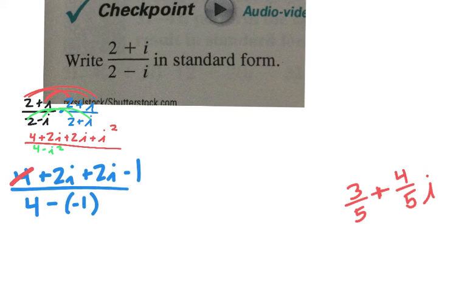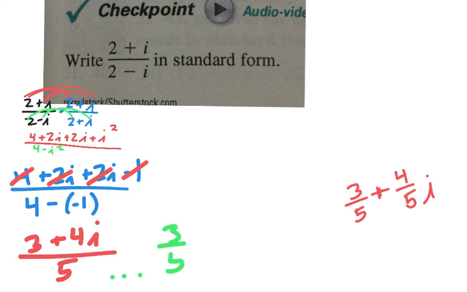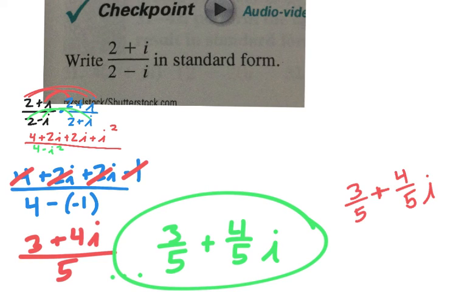Now combine like terms. 4 minus 1 is 3. 2i plus 2i is 4i. And this is all over 4 plus 1, which is 5. And now to make it look like a complex number, we're going to write each term over 5. So I have 3 over 5 plus 4/5, and then put the i beside it instead of leaving it in the numerator.